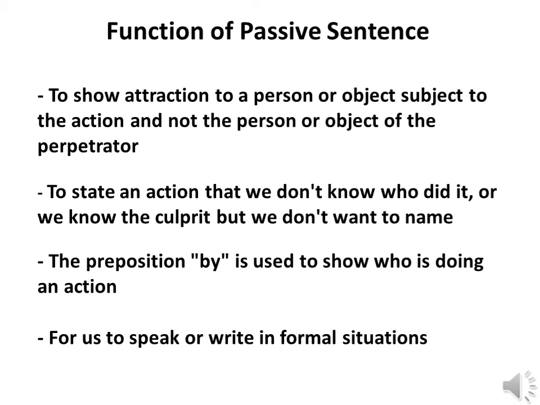In this slide, I will explain about the function of passive sentence. 1. To show attention to a person or object as the subject. 2. To emphasize the action and not the person or subject who is the perpetrator, or to state an action when we don't know who did it, or we know the culprit but we don't want to name them. 3. The preposition by is used to show who is doing an action. And the last, for us to speak or write in formal situations.